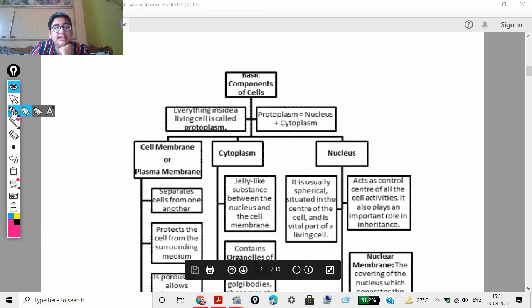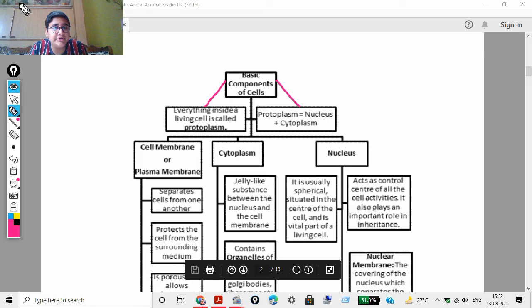Basic components. What are the basic components? Basic components of cells are mainly divided into two parts. Everything inside a living cell is called protoplasm. And I'll say something for protoplasm: the basic component of a cell, everything inside a living cell, is called protoplasm.